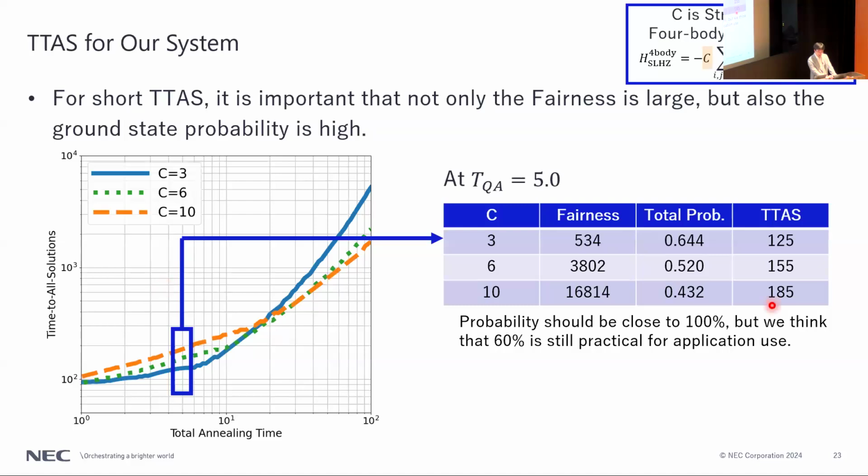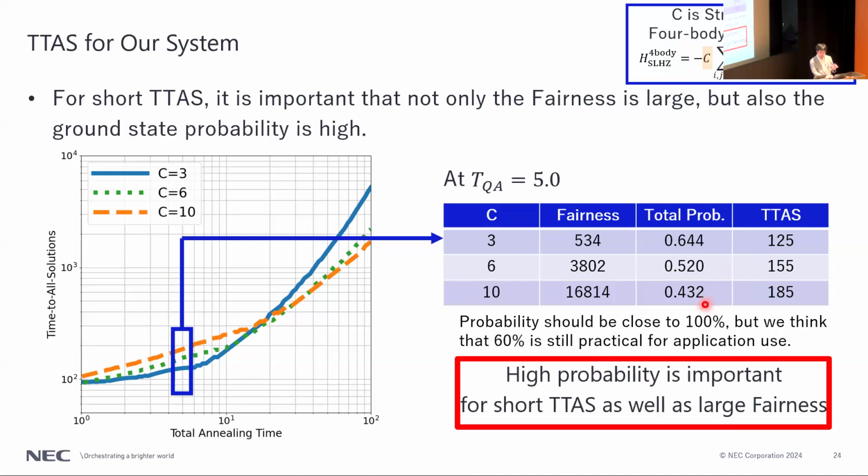TTAS is shorter when the fourbody interaction strength is 3 than in the case of 10. We can see that when the fourbody interaction is 10, fairness is large, but the total ground state probability is small. So from these results, it can be seen that in order for the TTAS to be short, it is also important that the ground state probability is high.